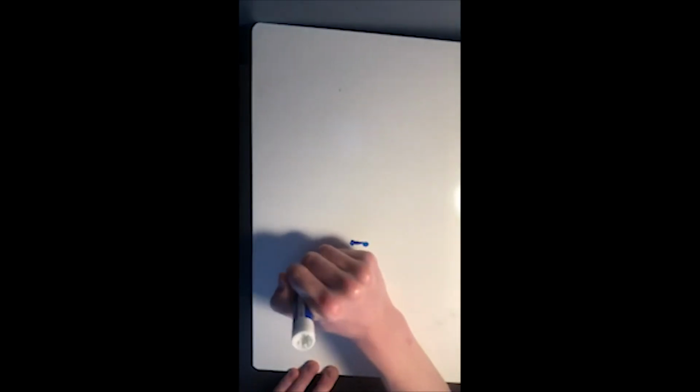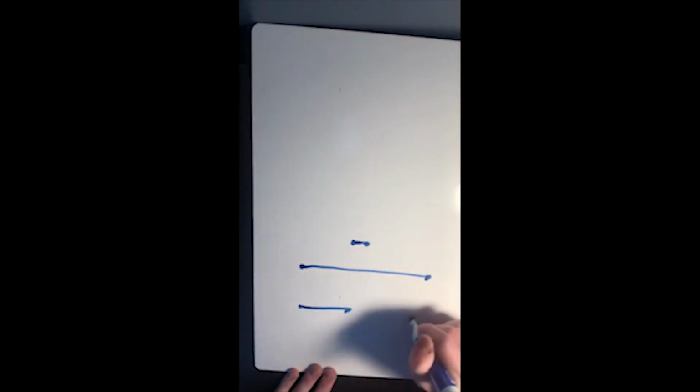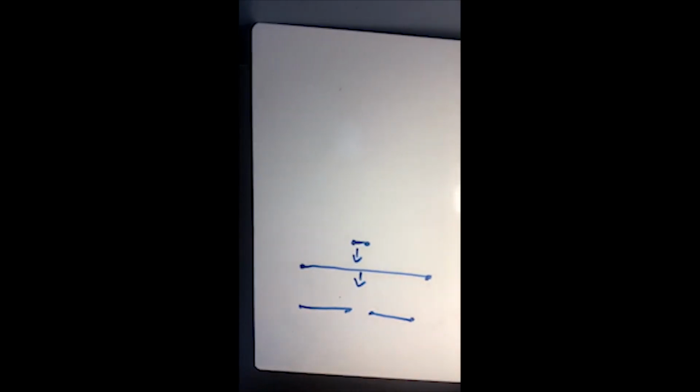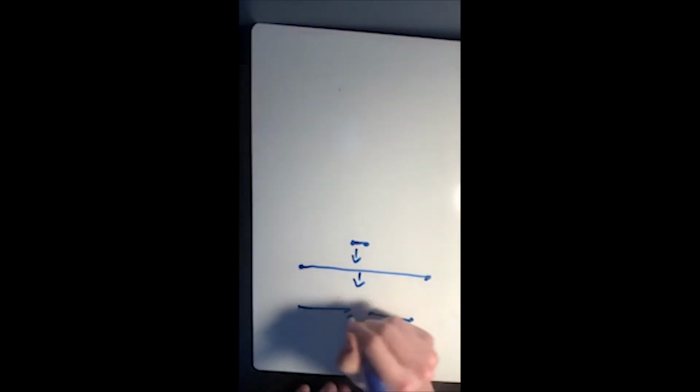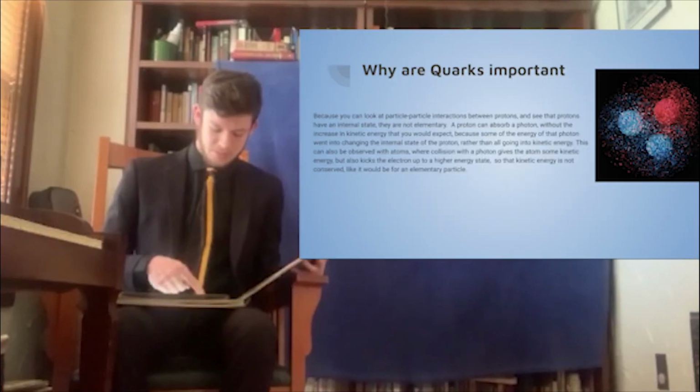Now, the last thing I'm trying to show is that we can't detect quarks alone, right? The more you separate the quarks, the more energy you have to put into them to pull them apart. So as you do so, eventually you put enough energy into the quarks that it just creates 2 new quarks.